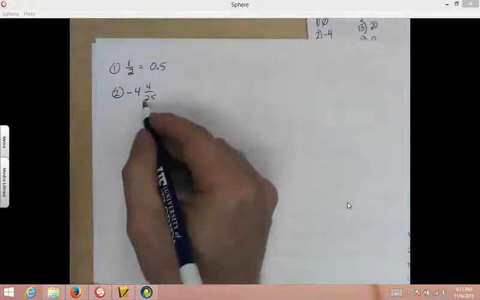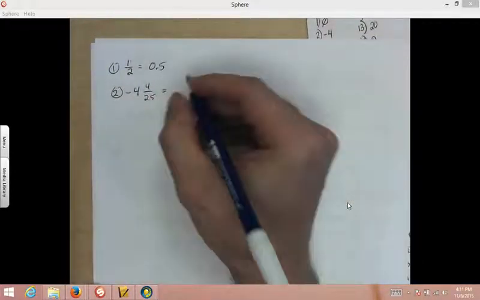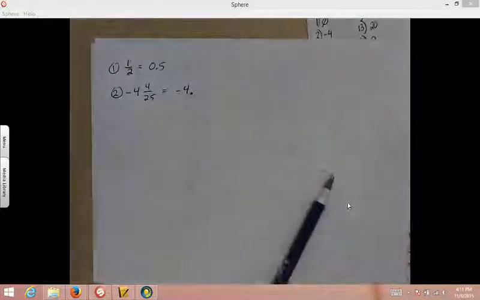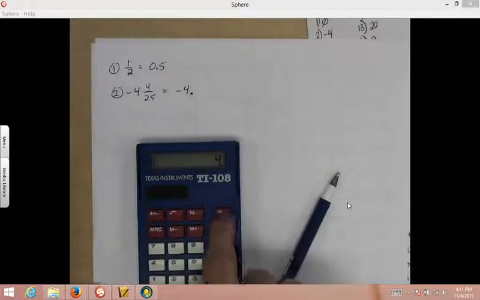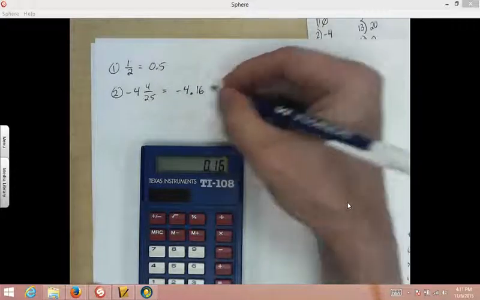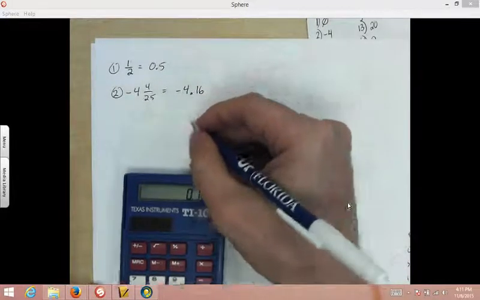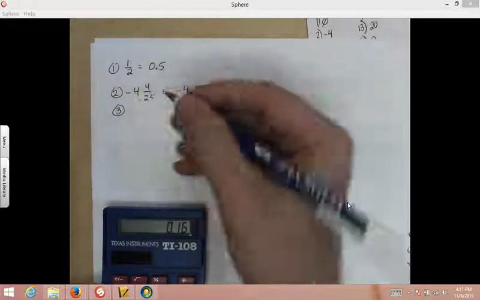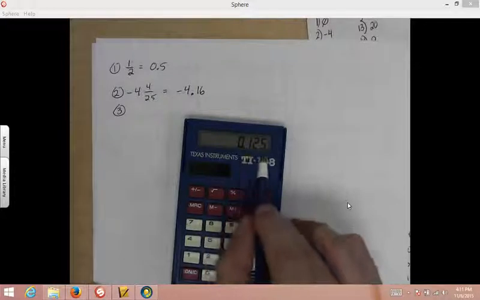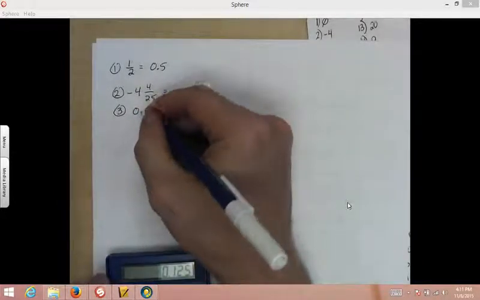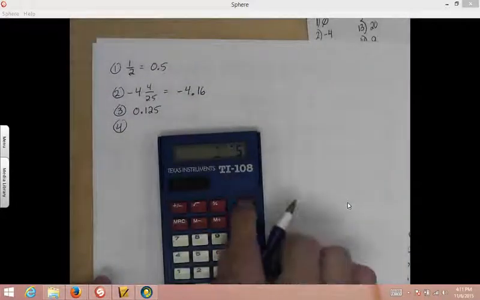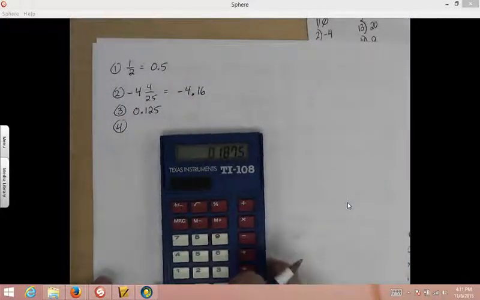Alright, question 2. It was -4 and 4/25. Remember, mixed number, you're going to separate. So I'm going to have -4 point, and I need to figure out what that 4/25 is. 4 divided by 25 equals 0.16. So there it is, -4.16. Alright, number 3. We've got 1/8. When we type that in the calculator, 1 divided by 8, 0.125. And number 4, we've got 3/16. In the calculator, 0.1875.